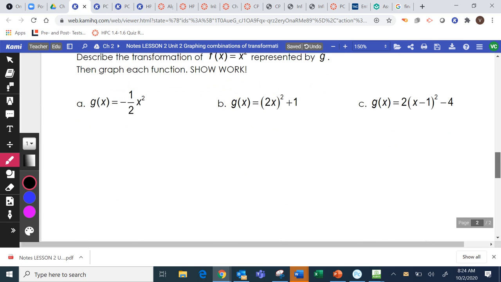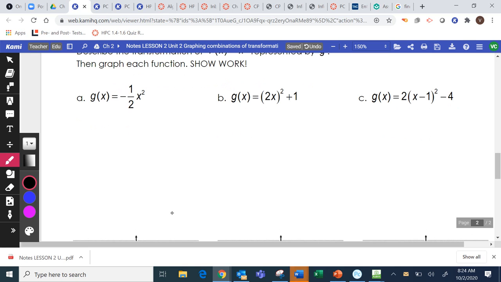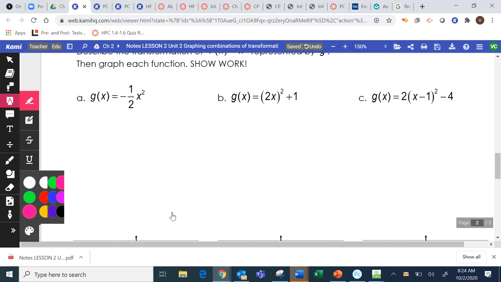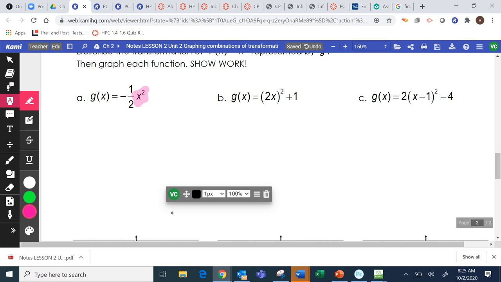So we have, for question A, g of x equals negative 1/2 x squared. So you notice the x squared, that's the function. Is the negative and is the half outside or inside everybody? Outside or inside? Outside or inside? Very good. All right. So that means everything that we do is going to be a vertical change.